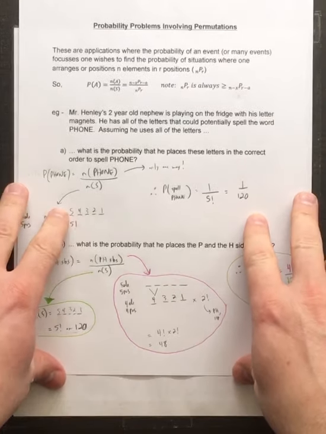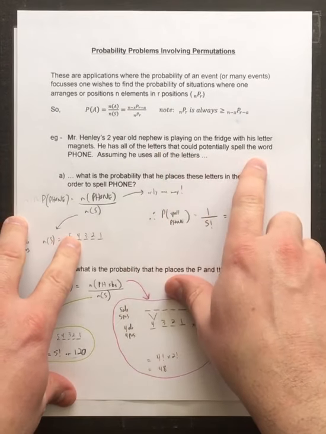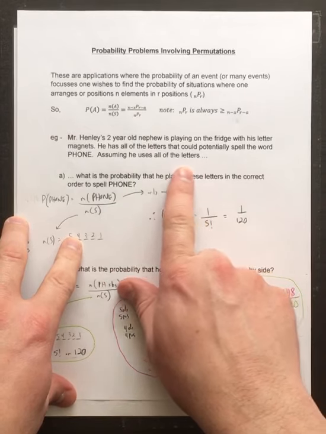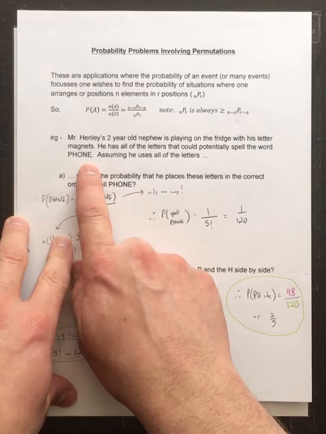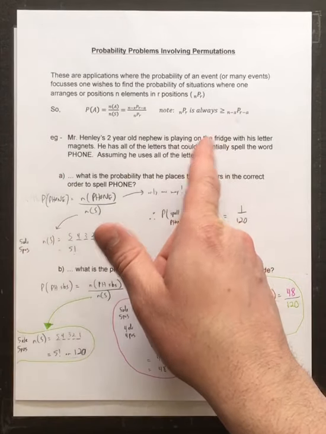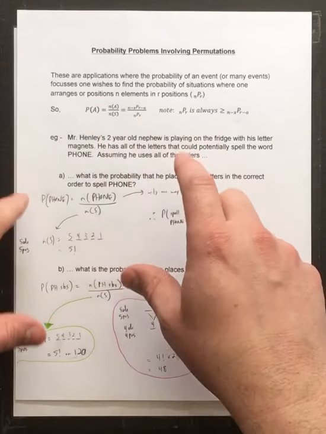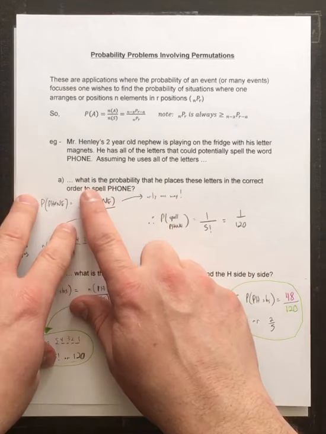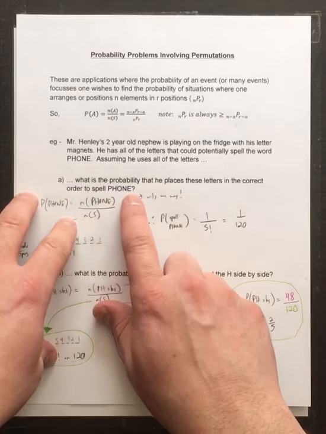All right, so here's an example. Mr. Henley's 2-year-old nephew is playing on the fridge with his letter magnets. He has all of the letters that could potentially spell the word phone, assuming he uses all the letters. So he's got phone, so 5 elements. He's using all the letters, so 5 positions, because of course when you're building a word, where you put the letters relative to one another makes a difference. And we're assuming it's in a linear fashion. So what is the probability that he places these letters in the correct order to spell the word phone?